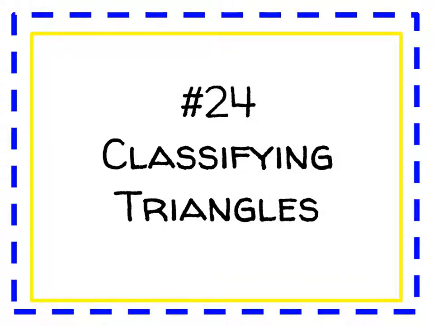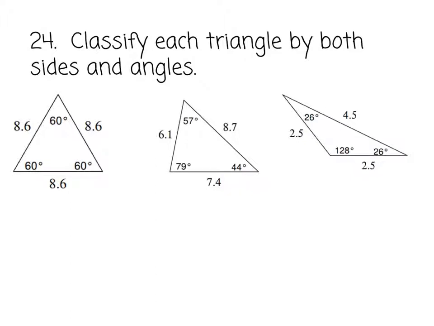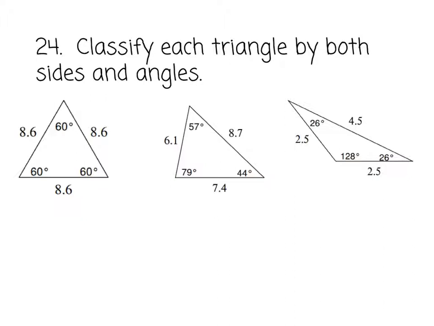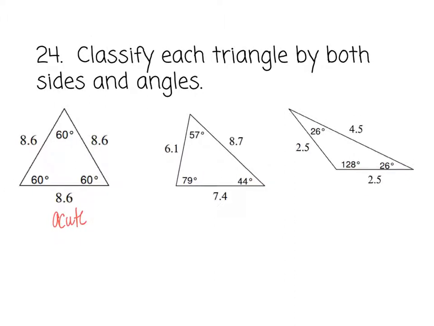Problem 24 is about classifying triangles. So there are a total of 6, so let's look at each one of these. The first one here, I notice all the angles are congruent, but they're also acute. So this is acute. We know it's acute. If I look at the side lengths, I can see they're all the same, so it's equilateral. So it's an acute equilateral triangle.